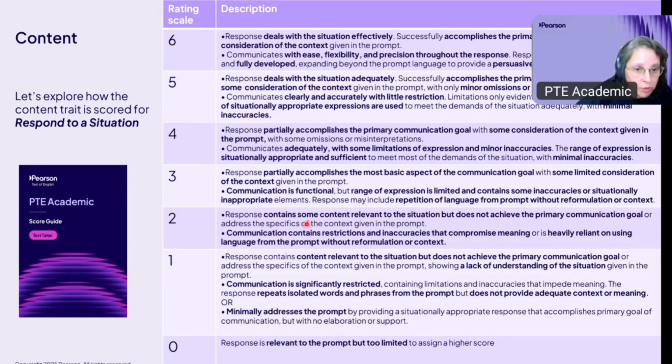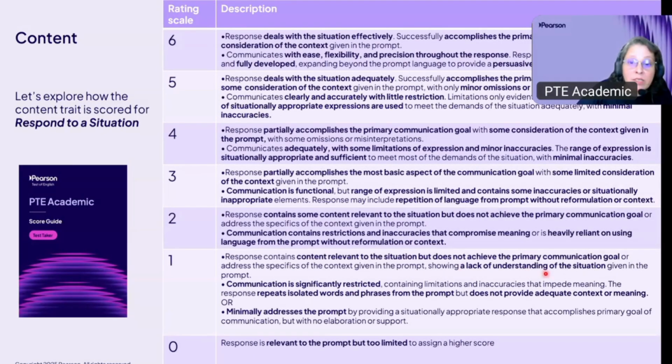Let's go right down to the bottom. Let's look at 1. And over here it says that the response contains content relevant to the situation but does not achieve the primary communication goal. So if the test taker hasn't apologized, that's the primary communication goal and therefore it hasn't been achieved, and a 1 would warrant that, right?